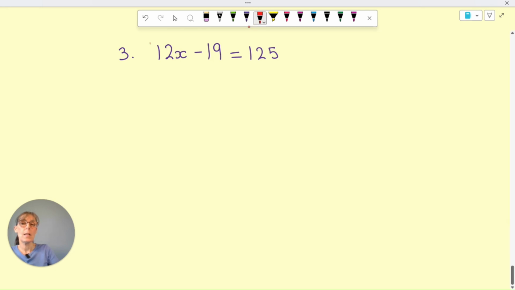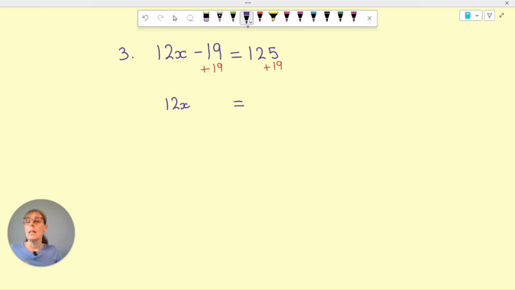I really like this because I have a positive variable. So I'm going to get rid of the 19. Because it's negative 19, I've got to make that into 0. So to make that into 0, I need to add 19. And it's an equation, so I've got to add it to both sides. So now I have 12x, negative 19 plus 19 is 0, equals 125 plus 19.